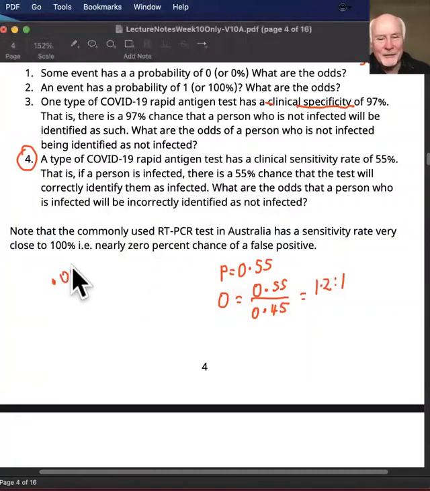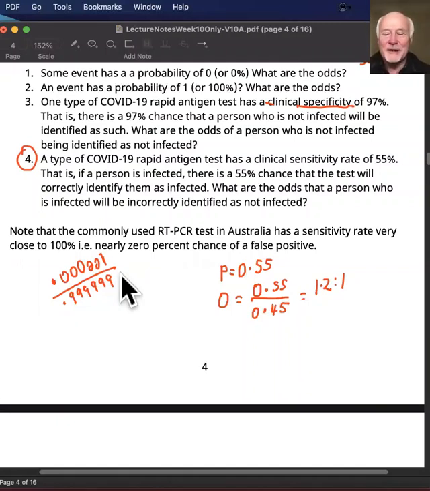Okay, so it's 0.000001, 1 in a million. So it's going to be that over 0.999999. Let me do the calculation. Well, it's 1,000,000 to 1, basically.